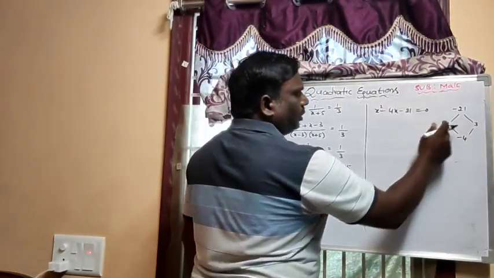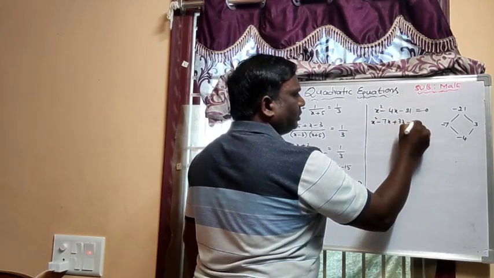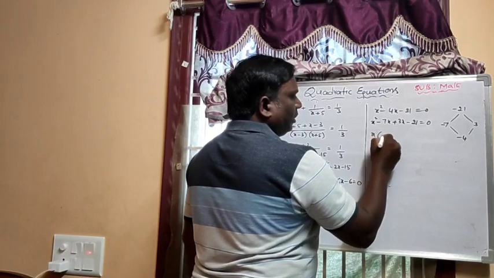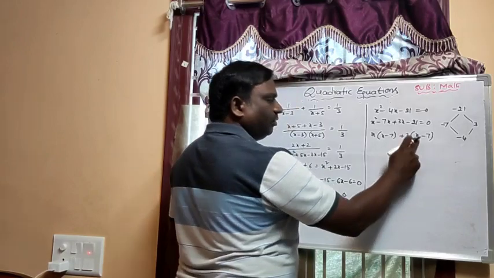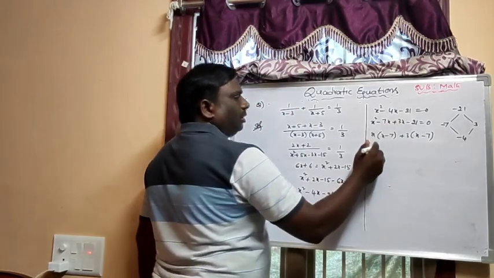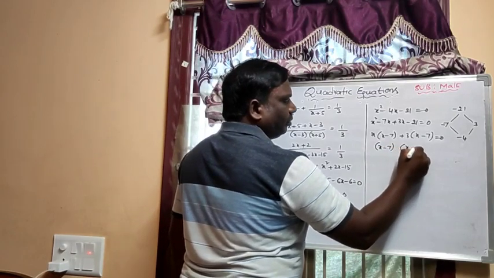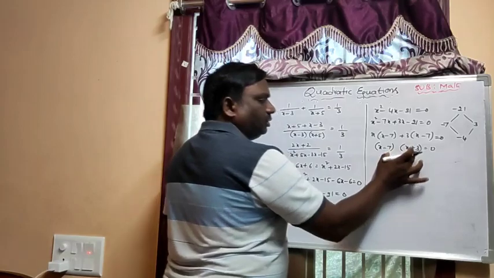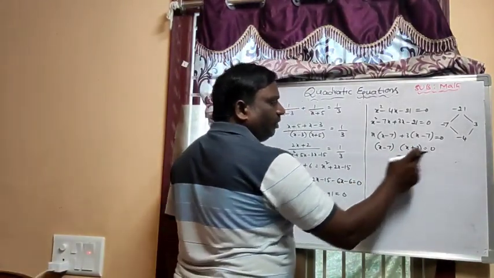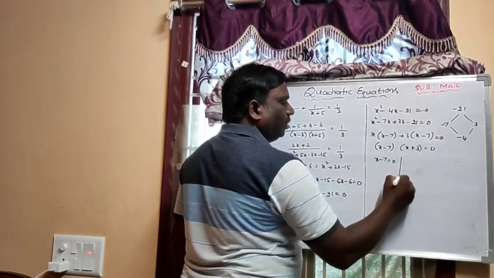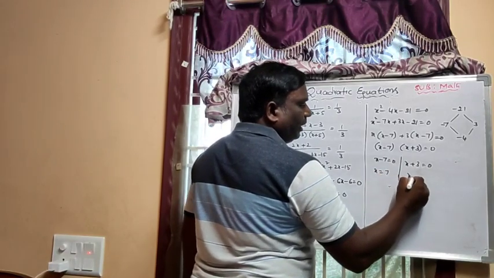So if you multiply, you get x square minus 7x plus 3x minus 21 equal to 0. Take x common: x minus 7, and x plus 3, because when you multiply you need to get this term. So x minus 7 common and x plus 3, equal to 0. Two linear factors we got here. We need to equate these two linear factors separately with 0. x minus 7 equal to 0, and in the other case x plus 3 equal to 0, so x equals 7 and x equals minus 3.